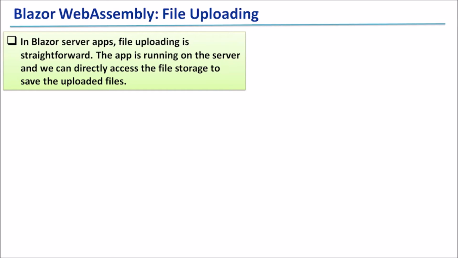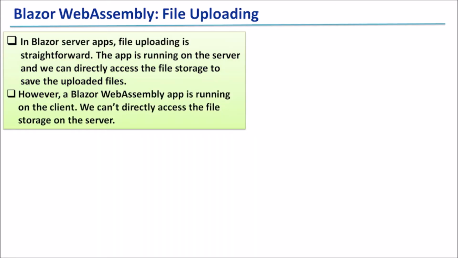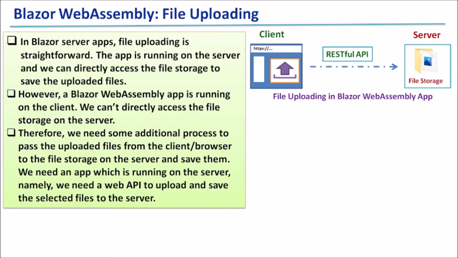In Blazor server apps, file uploading is straightforward. The app is running on the server and we can directly access the file storage to save the uploaded files. However, a Blazor WebAssembly app is running on the client. We can't directly access the file storage on the server. Therefore, we need some additional process to pass the uploaded files from the client to the file storage on the server and save them. We need an app which is running on the server. Namely, we need a web API to upload and save the selected files to the server.